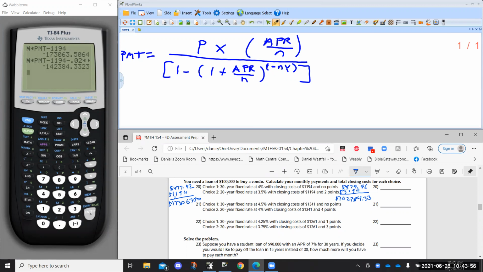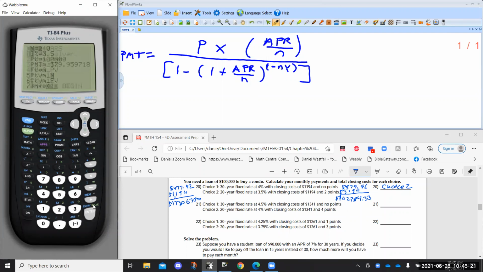So which one is the better deal? The 142,000 or the 173,000? Choice 2 is the better option. Okay, just a second here. So let's do another one of these.